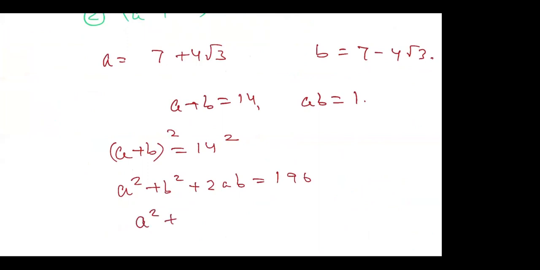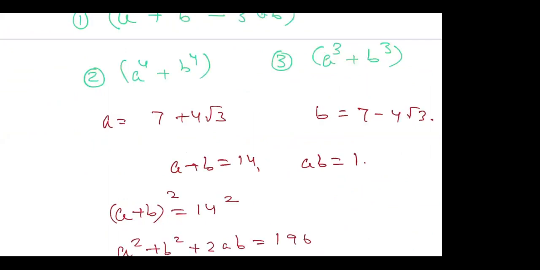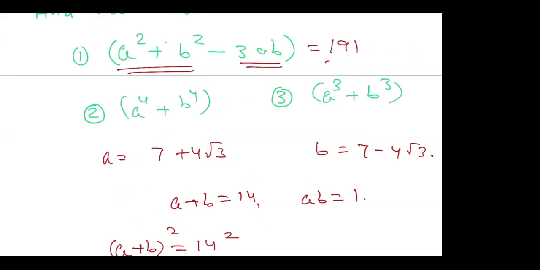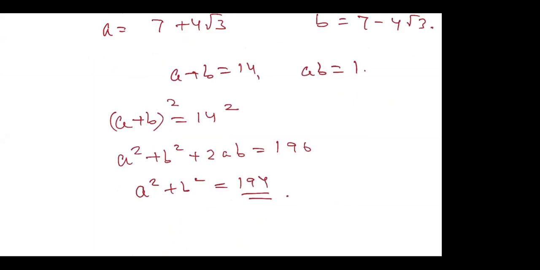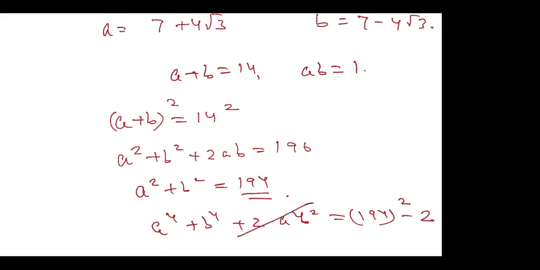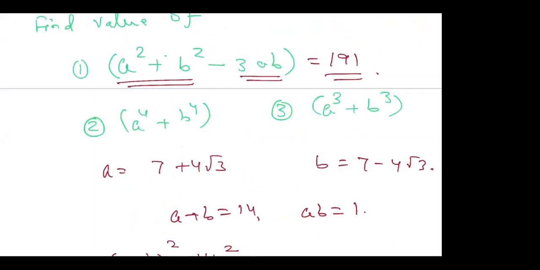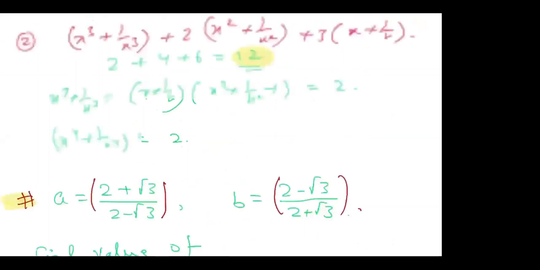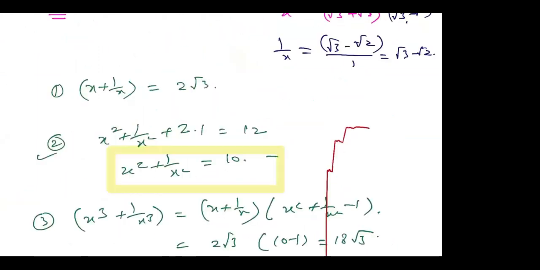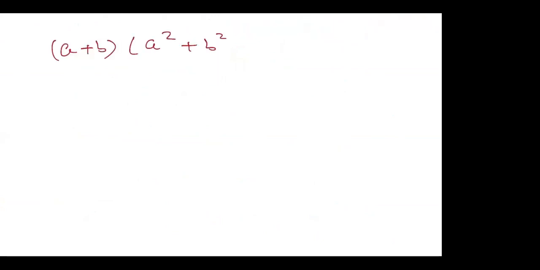So A square plus B square is 194. Second, A square plus B square is 194, then A to the power 4 plus B to the power 4 plus 2 A square B square is 194 square. Obviously, this 2 will go there: 194 square minus 2. This will be A to the power 4 plus B to the power 4. Now, A cube plus B cube, we know the formula for this is A plus B into A square plus B square minus AB. A plus B was 14, 194 minus 1. Right, you can multiply the number with the help of calculator also, right?